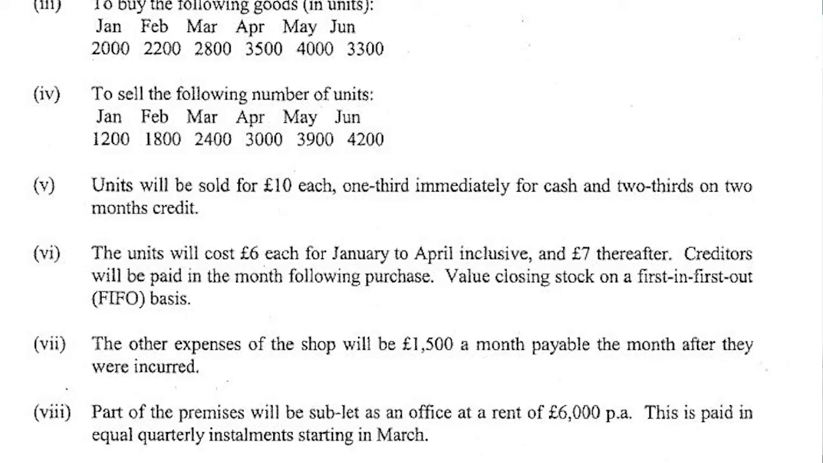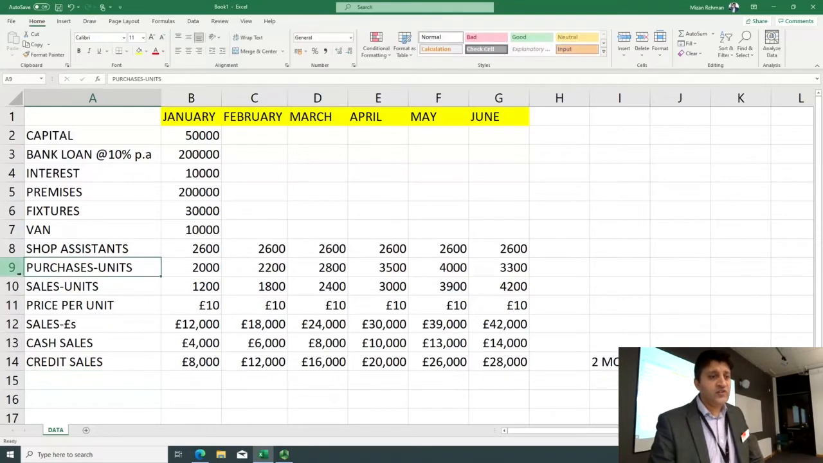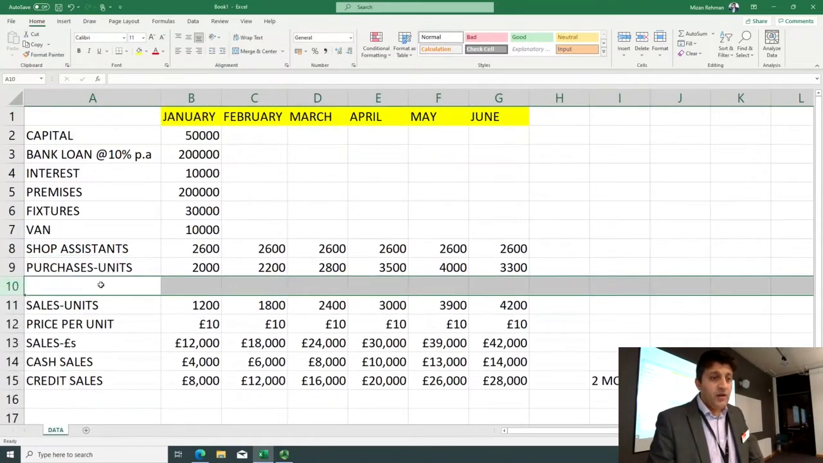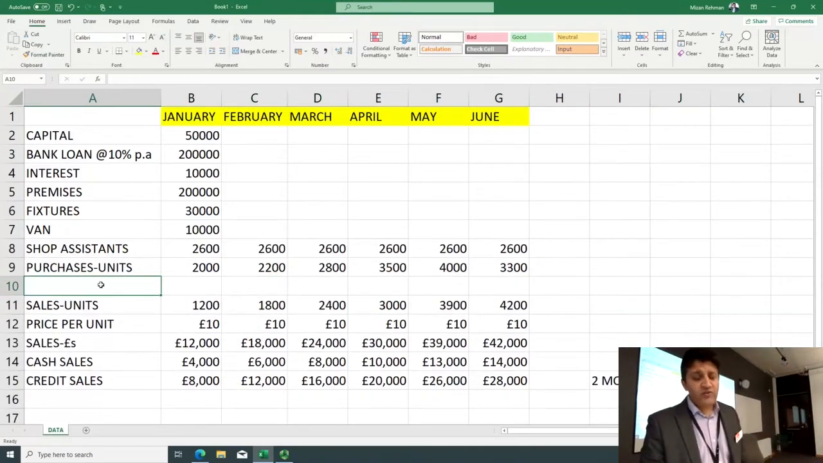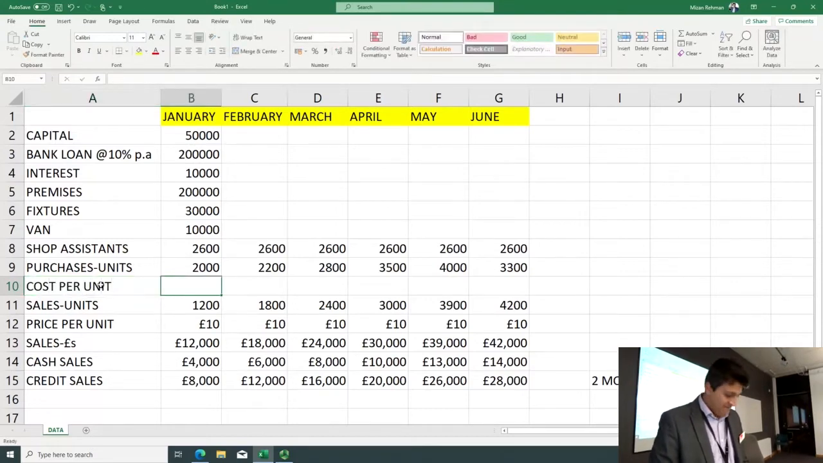Number 6, the units will cost £6 each for January to April inclusive and £7 thereafter. This is talking about the purchases, okay? So what we need to do is go to purchases units, insert a row underneath. Now you were writing, so try to insert a row on the paper. Cost. I always look on Excel. Cost per unit.